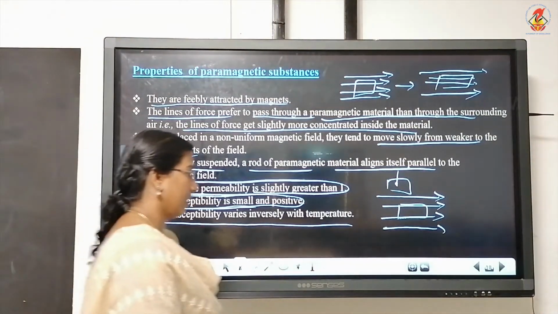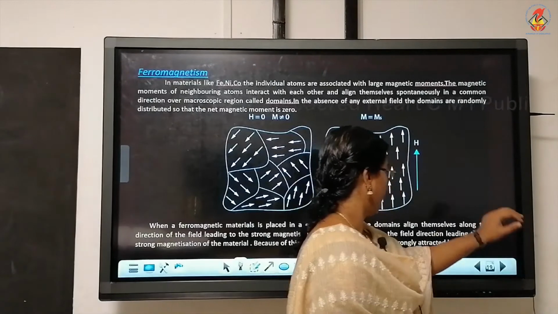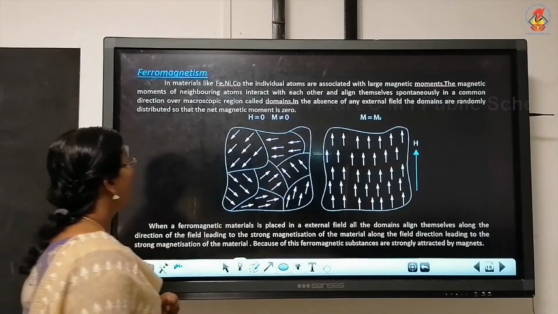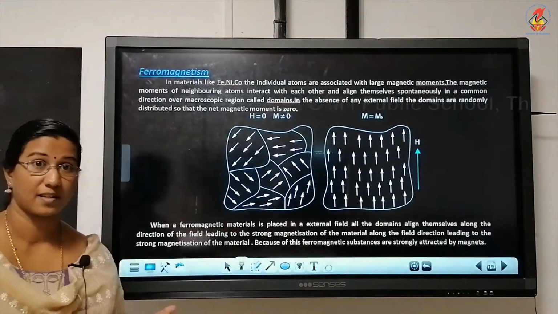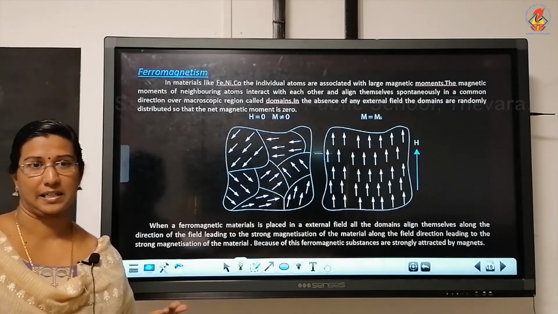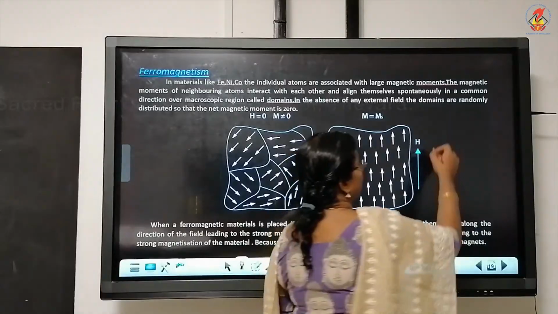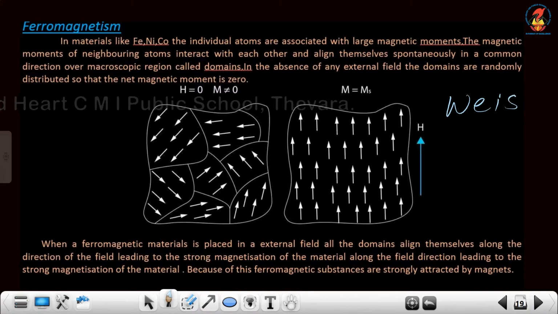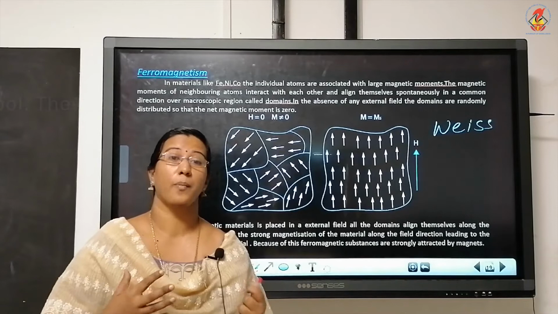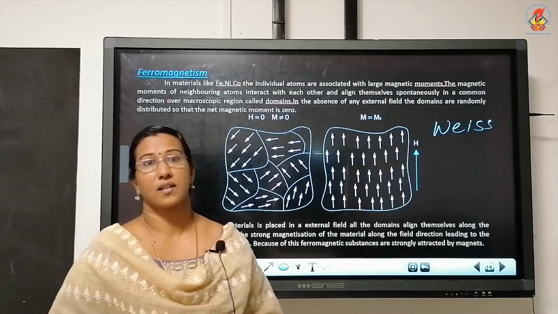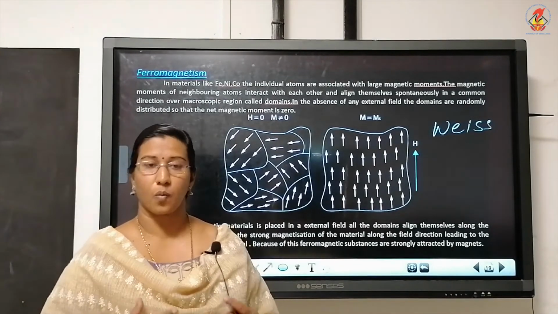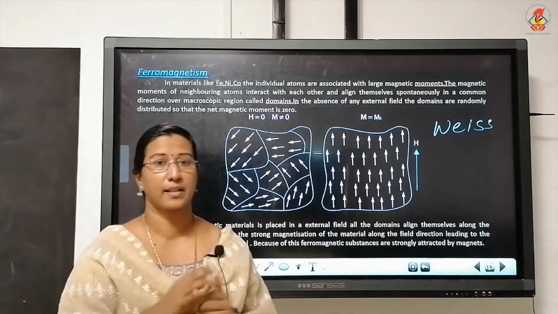Okay. Next, we are going to see what is ferromagnetism, or what are ferromagnetic materials. Now, a scientist named Weiss, spelling is W-E-I-S-S, but it is pronounced as Weiss. He's a German scientist. Using his domain theory, he explained what ferromagnetism is. So, what is a domain?